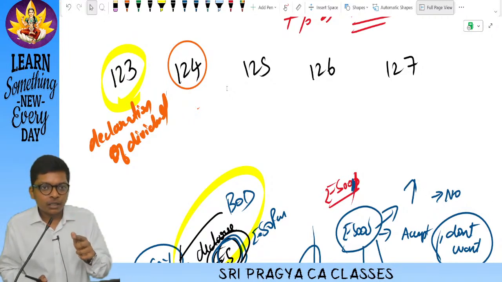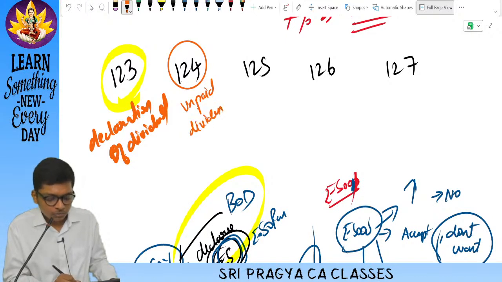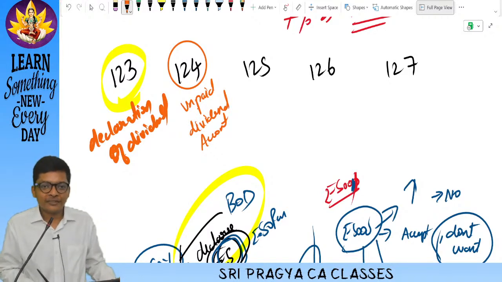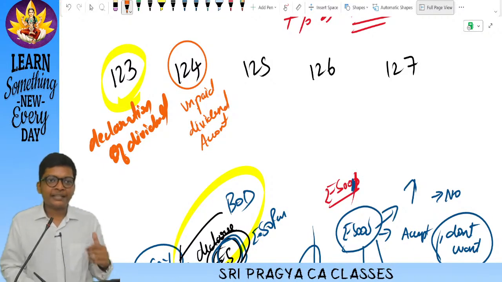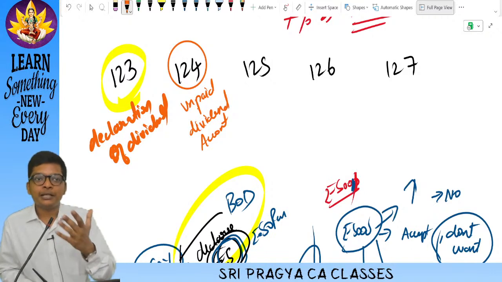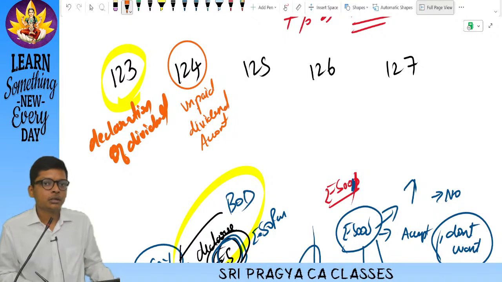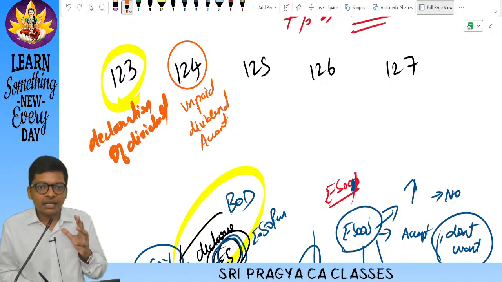If you break, that becomes dividend not paid. 125 is called unpaid dividend account. Company declared, but they did not pay. Purida, Vignesh, are you following, guys? Recording students, non-Tamil students, I keep using the word Purida. Purida means understood. Okay. If you are non-Tamil. Able to follow, guys? Unpaid dividend account.